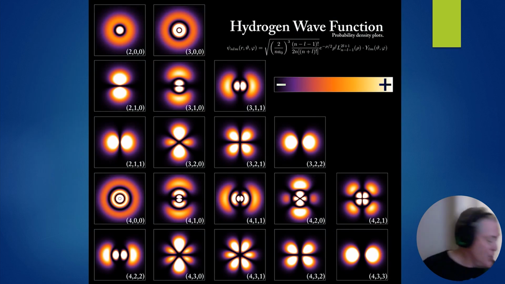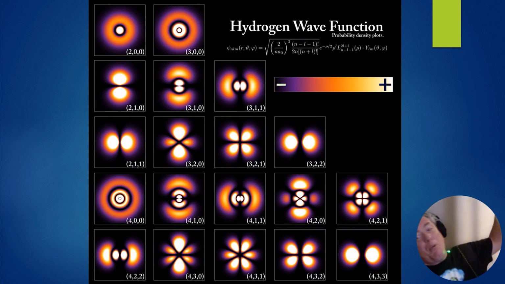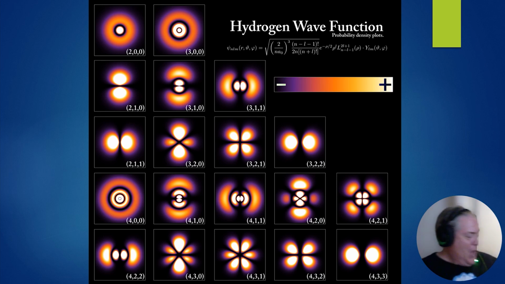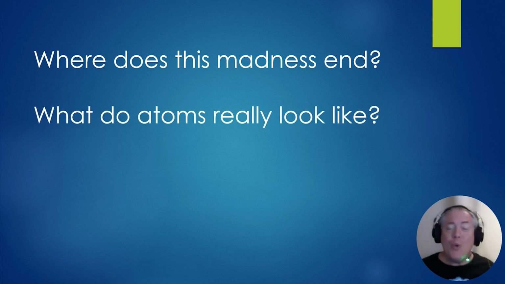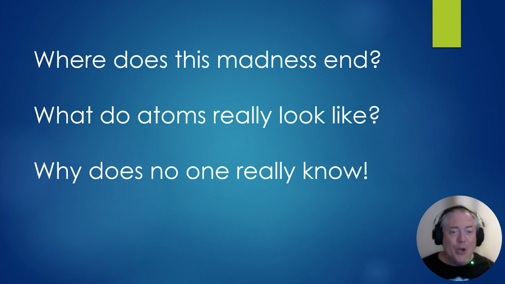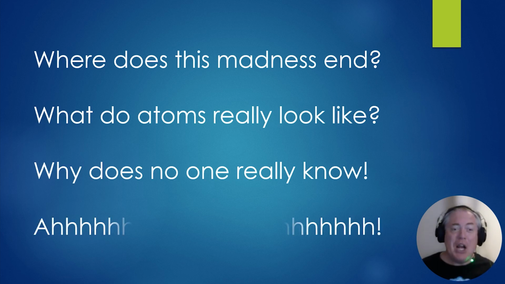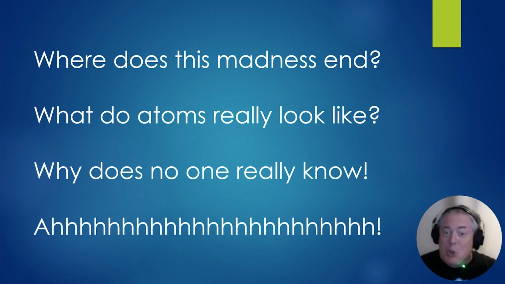You end up with strange little patterns. Hydrogen wave function. Here's one I prepared earlier. These balloons represent where the electron might be depending on how and when you look at it. Really weird pictures of atoms. So let me ask you, is this what the atom looks like? Where does this madness end? What do atoms really look like? Why does no one really know? And we can end up screaming into the abyss.